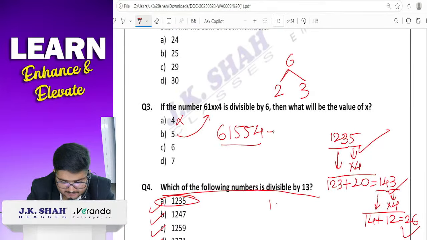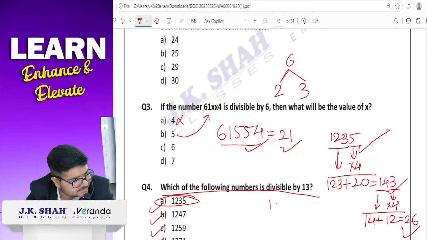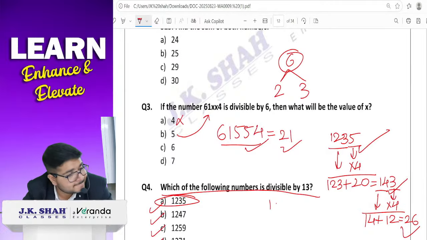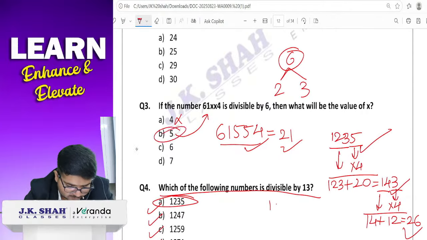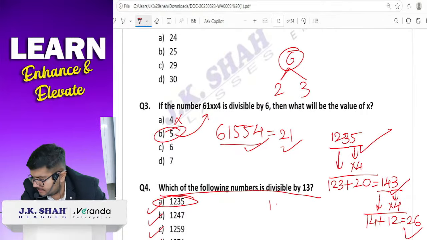Then apply the divisibility rule of 3. Add all the digits. Answer is 21. Is this divisible by 3? Yes, then this number is divisible by 3. This number is divisible by 2 and by 3, and therefore it is divisible by 6, and therefore 5 is the correct answer.